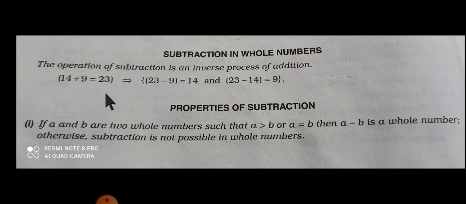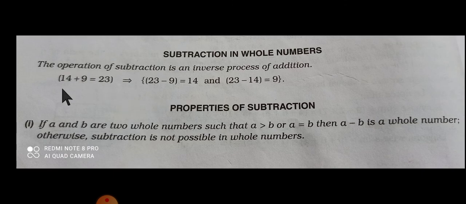For this example, you can understand that 14 plus 9 is equal to 23. When we add 14 plus 9 we get 23. So now we will do the inverse process. The inverse of addition is subtraction. When we subtract 9 from 23 we get 14. Otherwise, when we subtract 14 from 23 we get 9.